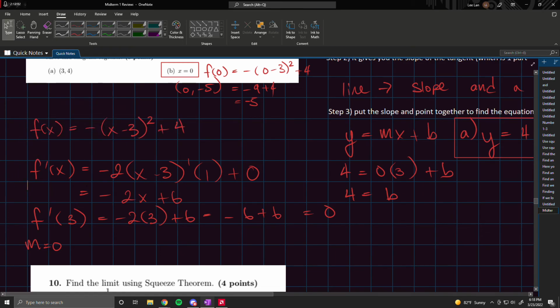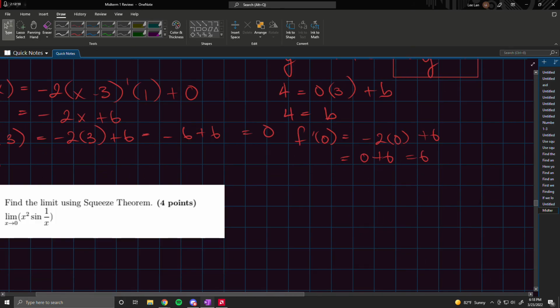So, right, so that guy, right? So f prime at 0 in this case is negative 2 times 0 plus 6, which is 0 plus 6, which is just 6. So our slope is 6. So slope equals 6. Our point is at 0, negative 5.